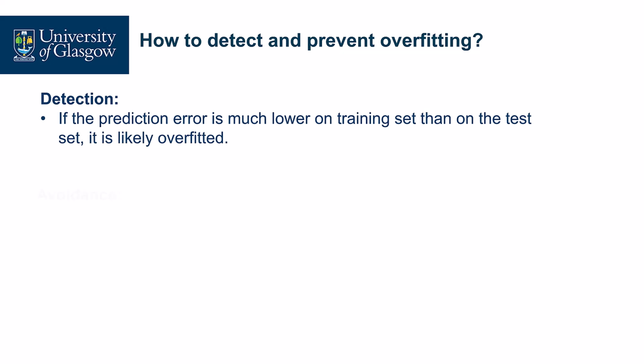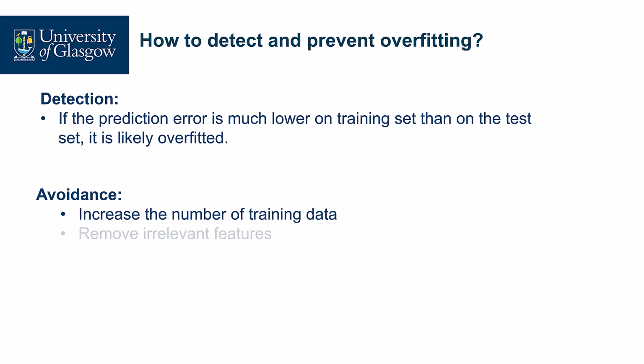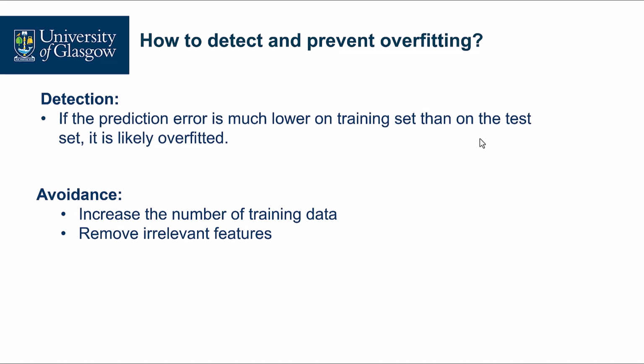So how to avoid it? There are some methods. First, we can increase the amount of training data by providing more information to the learning machine. Second, we can remove the irrelevant or unimportant features to avoid the machine learning from learning them, which causes it to be overfitted. We will introduce how to remove irrelevant features in the next specialization, the advanced techniques.